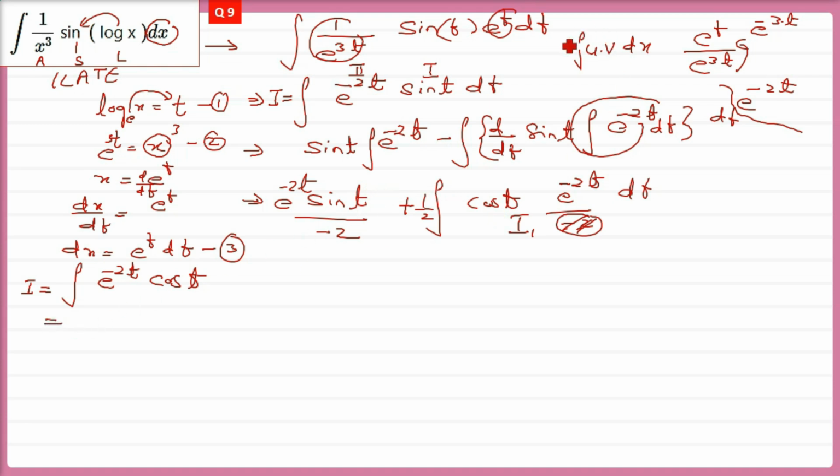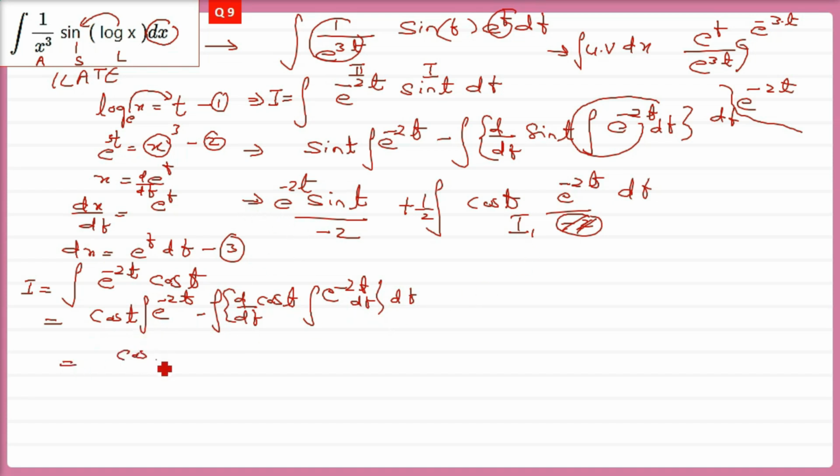e raised negative 2t cos t will again come. That is going to be in the future just now. So let's call it I1 or I2, and I'm integrating it the way we have just completed the previous one. So I'm applying u dot v here. So same thing here: I take cos t, and for e raised negative 2t the integral will be e raised negative 2t by negative 2.